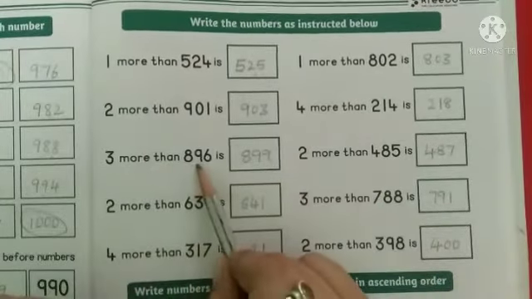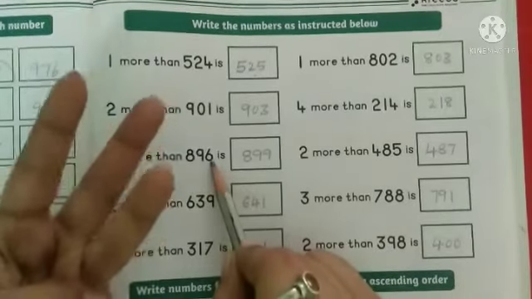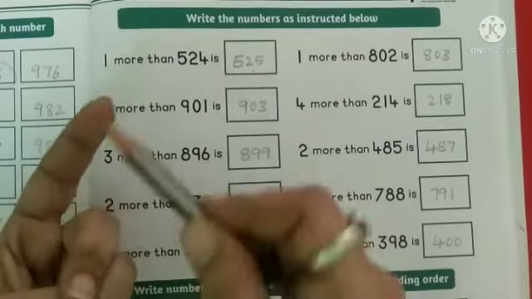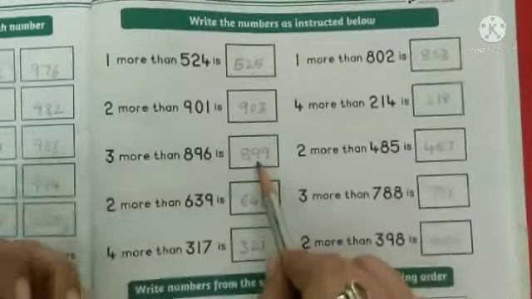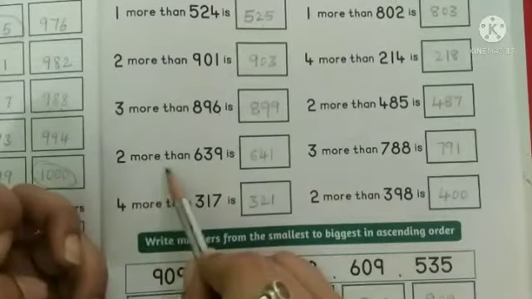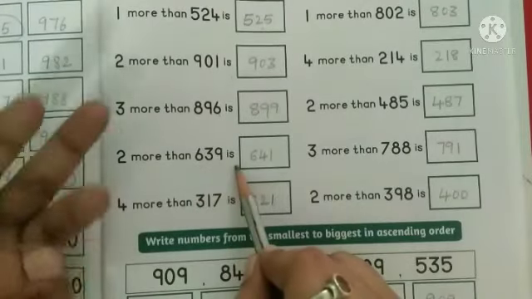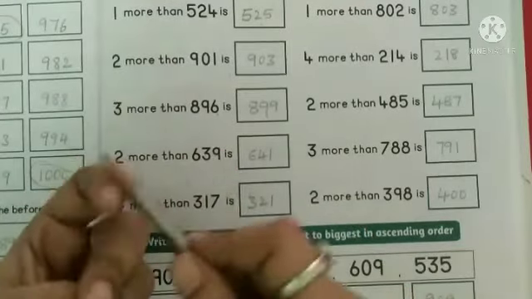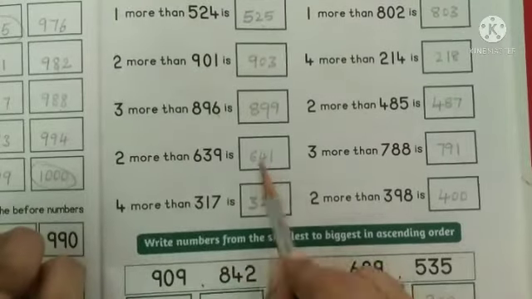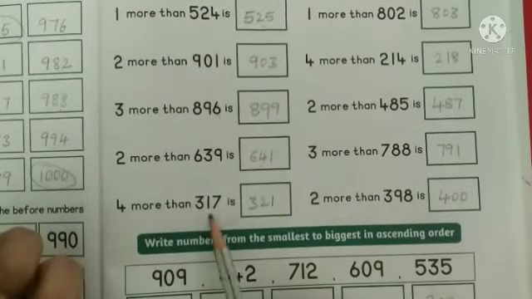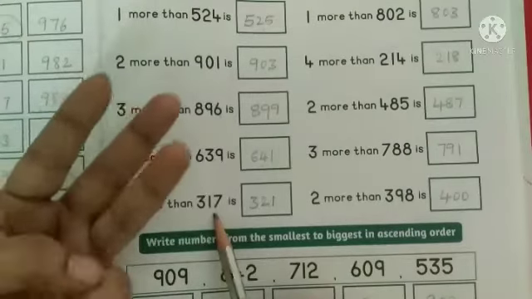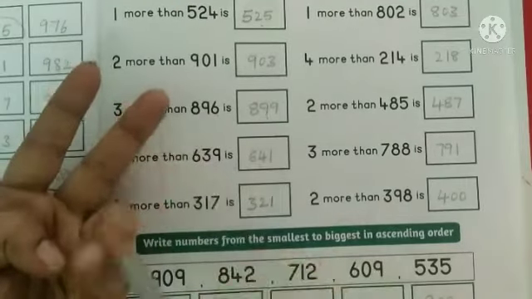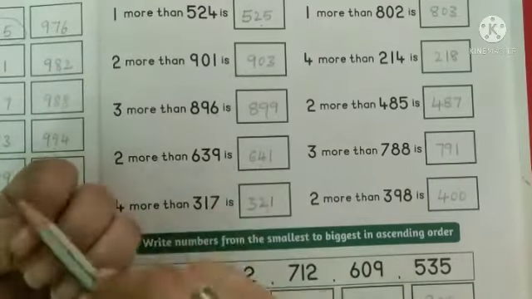Next, 3 more than 896. Add 3 more numbers. After 896, 897, 898, 899. Write 899. Next, 2 more than 639 is. Add 2 more numbers. 639, after that 640, 641. Write 641. Next, 4 more than 317. Here, 317 is in the mind, 4 is in the finger. After 317, see 318, 319, 320, 321.